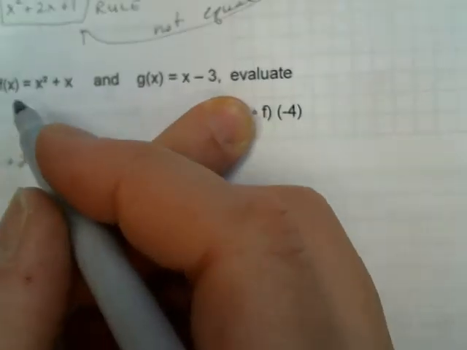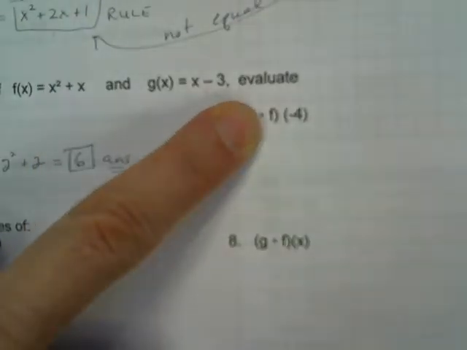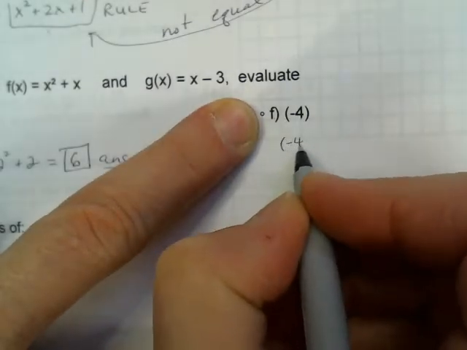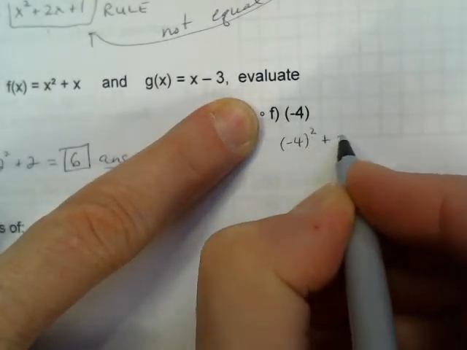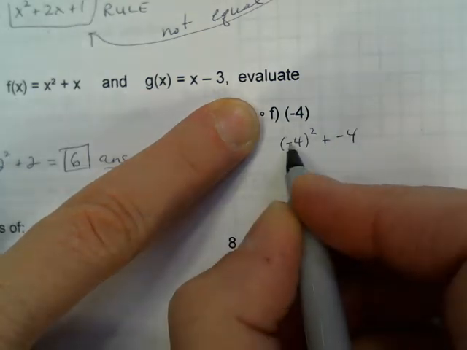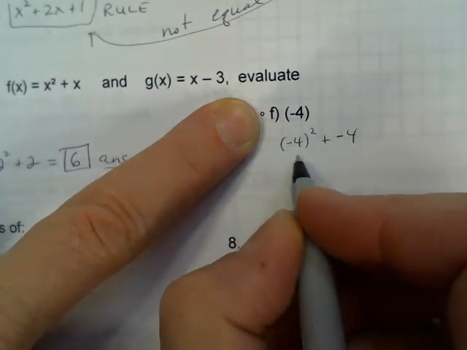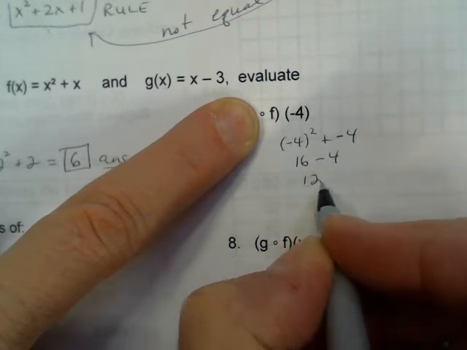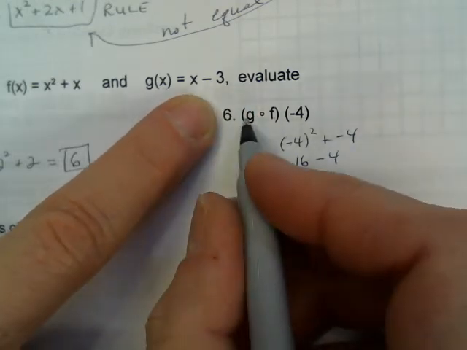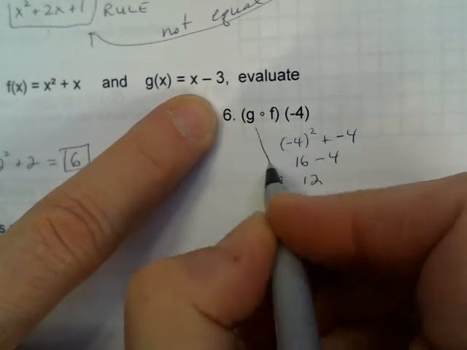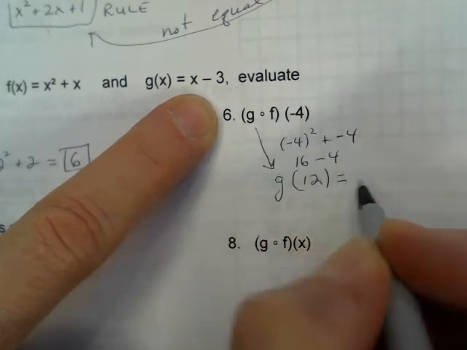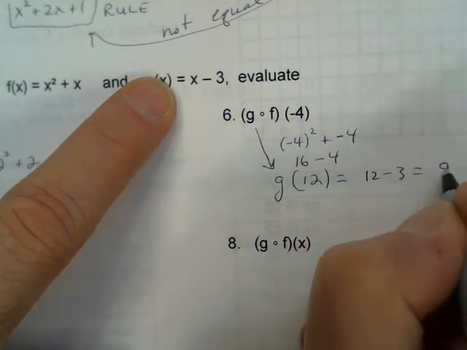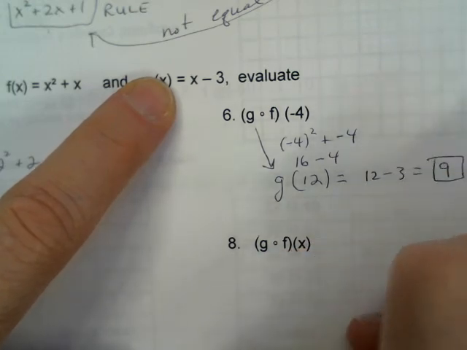Well, f of x is x squared plus x. So f of negative 4 is negative 4 squared plus negative 4. Negative 4 squared is 16. 16 minus 4 is equal to 12. So now we're going to drop the g function down, and we're going to do g of 12. g of 12 is 12 minus 3, which is 9. So that's our answer here.